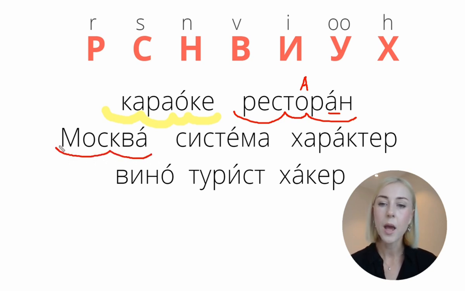The next one. Okay. Москва. O is not stressed, that is why I say A. Москва. Excellent. Система. Excellent.